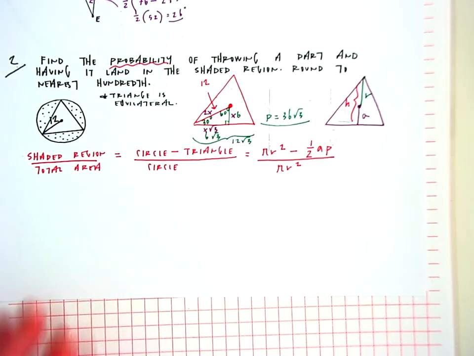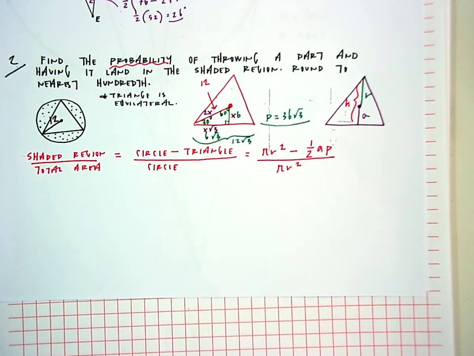Okay, so a common mistake that I see is that students either tend to double the apothem or double the radius to make it the height. The height is actually the apothem plus the radius. All right, so now I'm ready to plug into my formulas. So my circle is pi r squared.